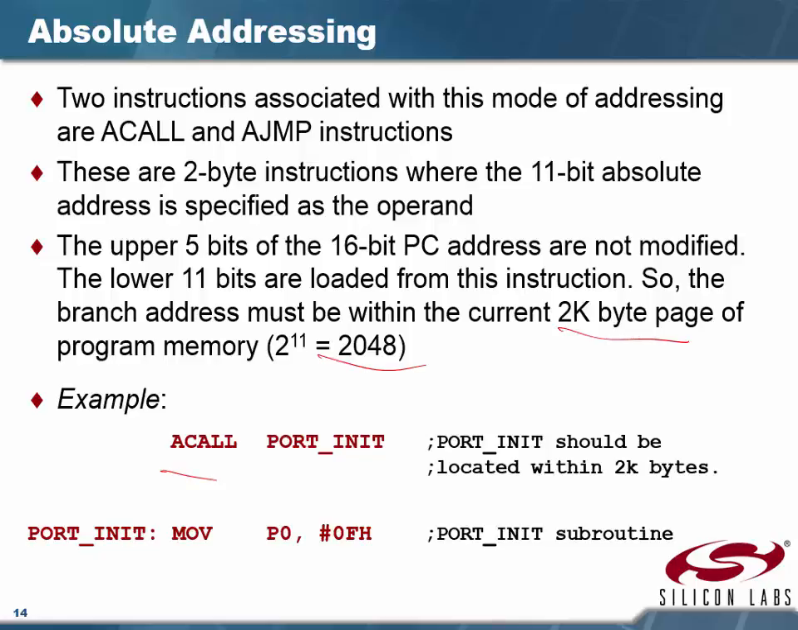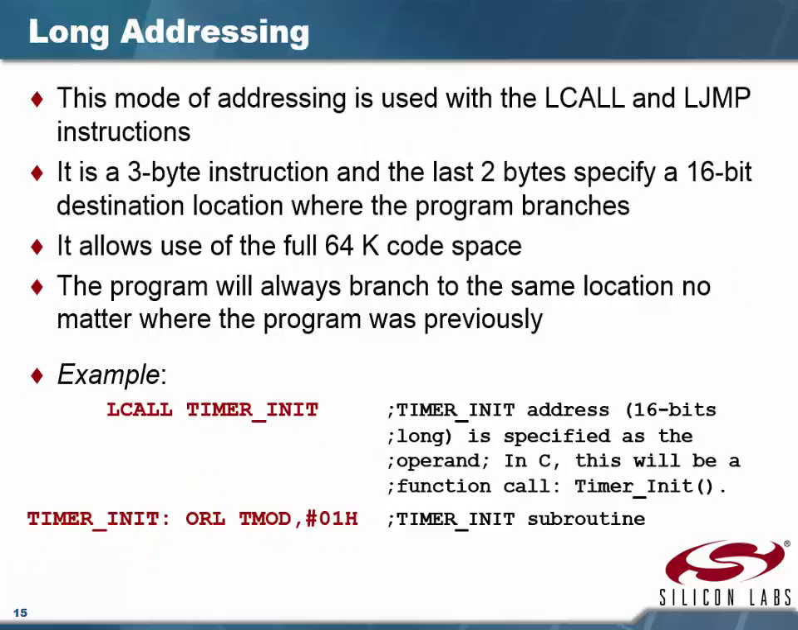So the absolute is an A call or an A jump. An A call means we're calling a subroutine, which will have a return back. Here this happens to be a label, and it has to be somewhere within 2,000 bytes of our assembled code. Then the long is going to be 16 bits. Long call means it can be anywhere in our program memory.